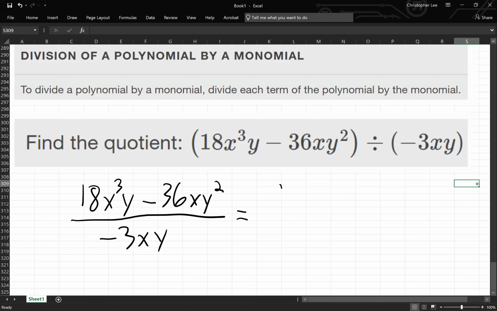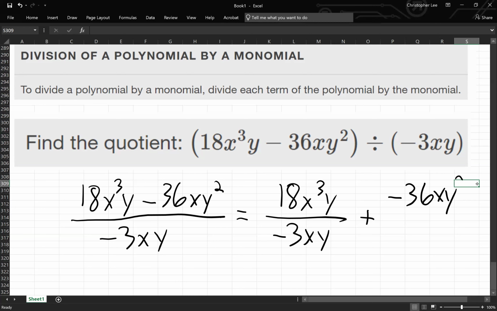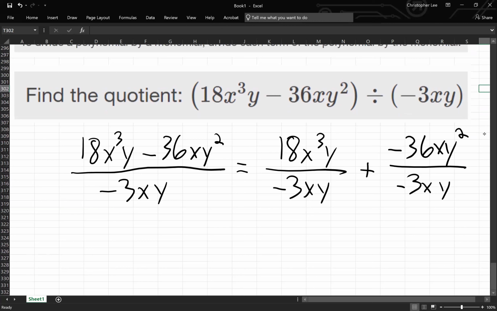So it's going to look something like this: 18x cubed y divided by -3xy plus -36xy squared divided by -3xy. All right, let me put that right here, right? After that, just do what you know how to do. 18 divided by -3 is what? -6, right? X cubed divided by x becomes x squared. Very good. And then the y's will cancel out, right?